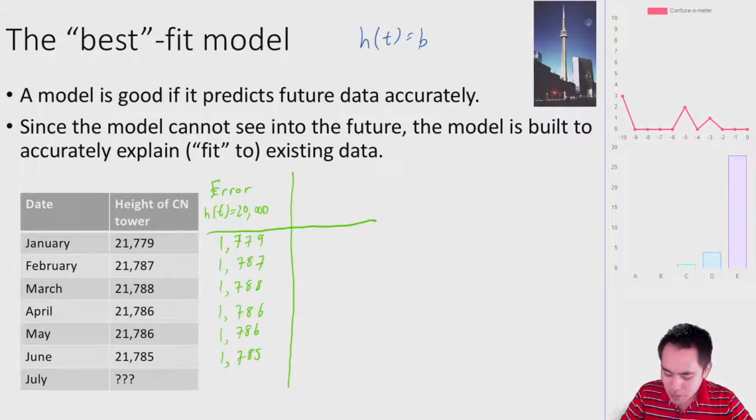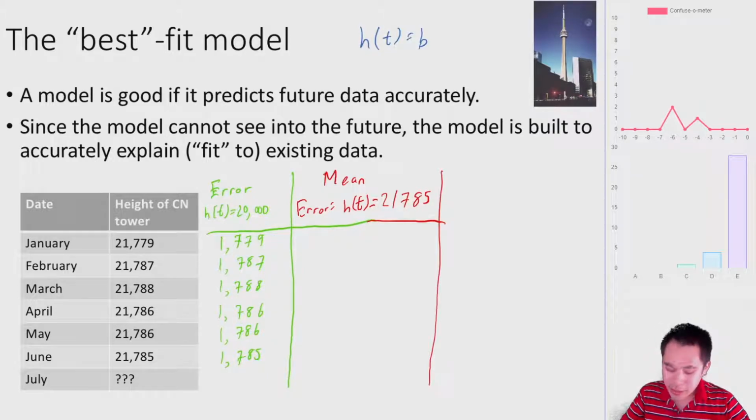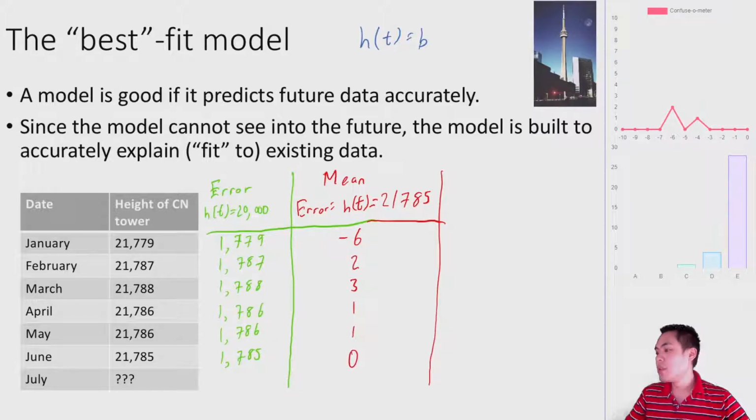I'm going to call this the mean. This is the arithmetic mean, and this is going to be the error as h of t is equal to 21,785. I've taken the average of all of these, and we want to know what the error is from this. If we do the same subtraction, we get minus 6, 2, 3, 1, 1, 0.